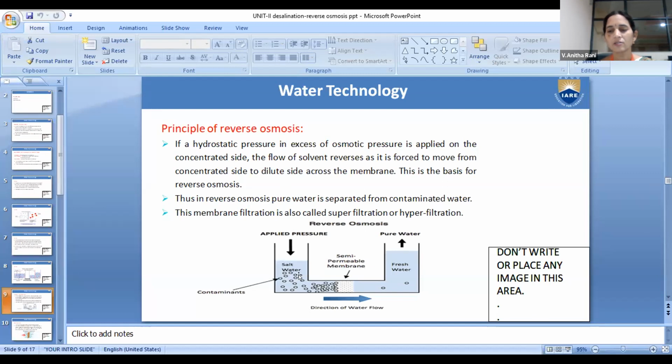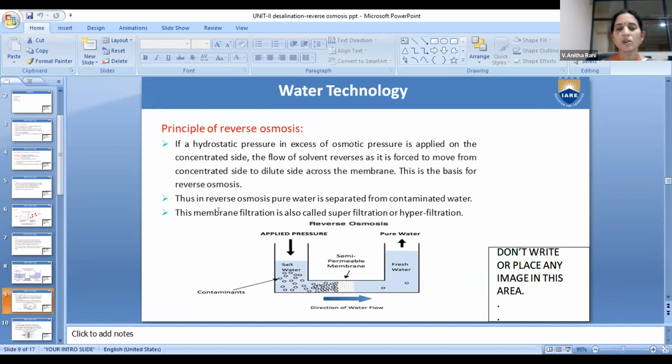On the highly concentrated solution side, we are going to apply pressure so that the flow of solvent, the flow of water molecules, goes from the higher concentrated solution to the lower concentrated solution through a semi-permeable membrane. If a hydrostatic pressure is in excess of osmotic pressure, we are applying extra pressure on the concentrated side so that the flow of solvent is reversed. It is forced to move from the concentrated solution to the dilute solution through the semi-permeable membrane.